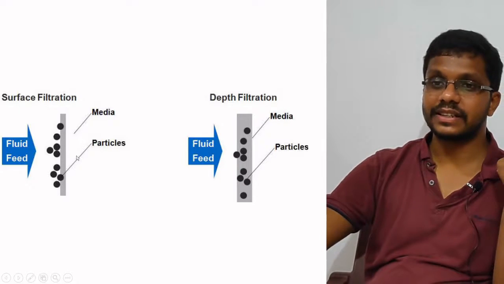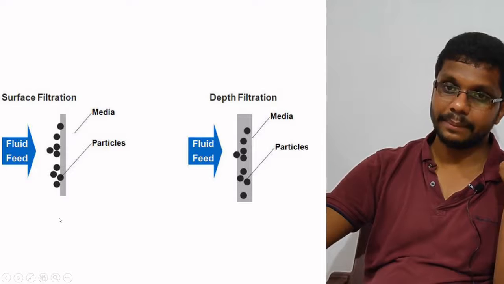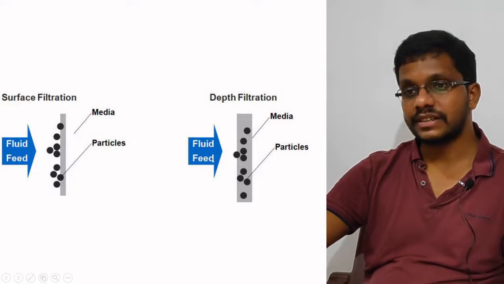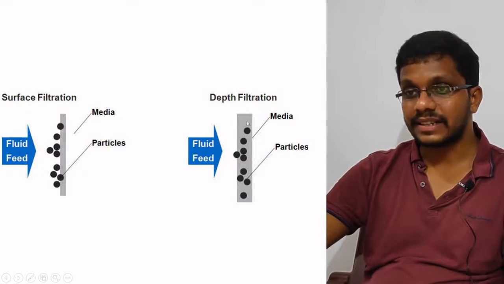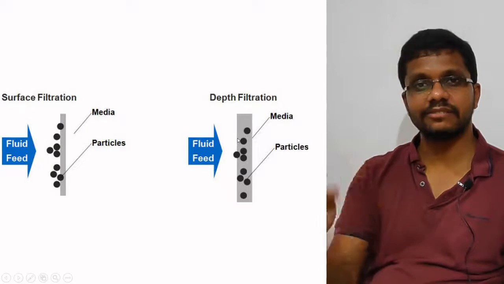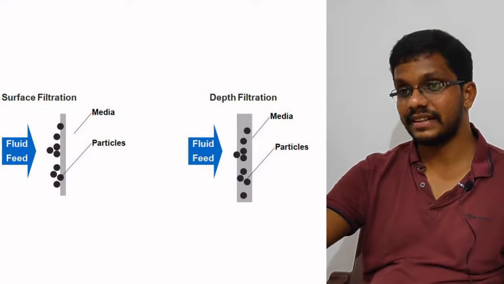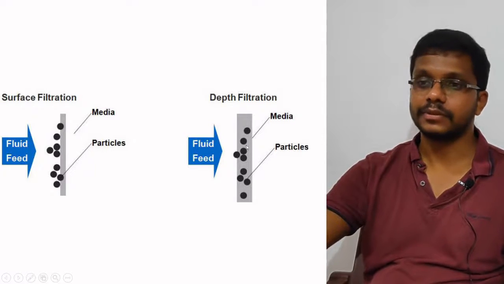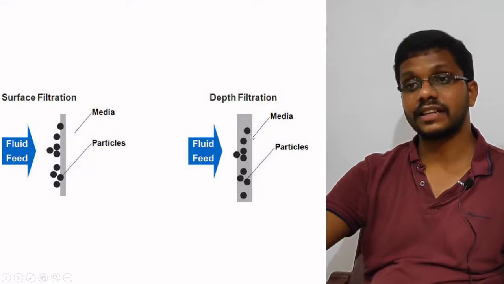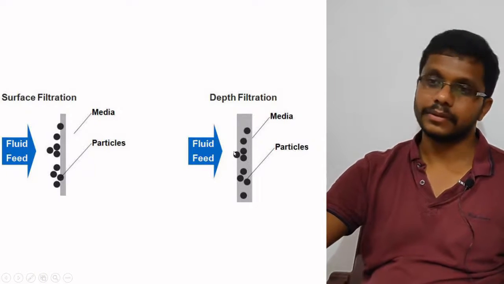So this is how the filtration happens in surface filtration and depth filtration. In surface filtration, we have a membrane. The particles with a higher size cannot go, so they get accumulated on the surface. But in the case of depth filters, the particles are accumulated inside the filter, inside that medium. That's why we change the filter every 6 months for water purifiers. If particles are accumulated inside the filter, we actually need to change the filter or refill it.